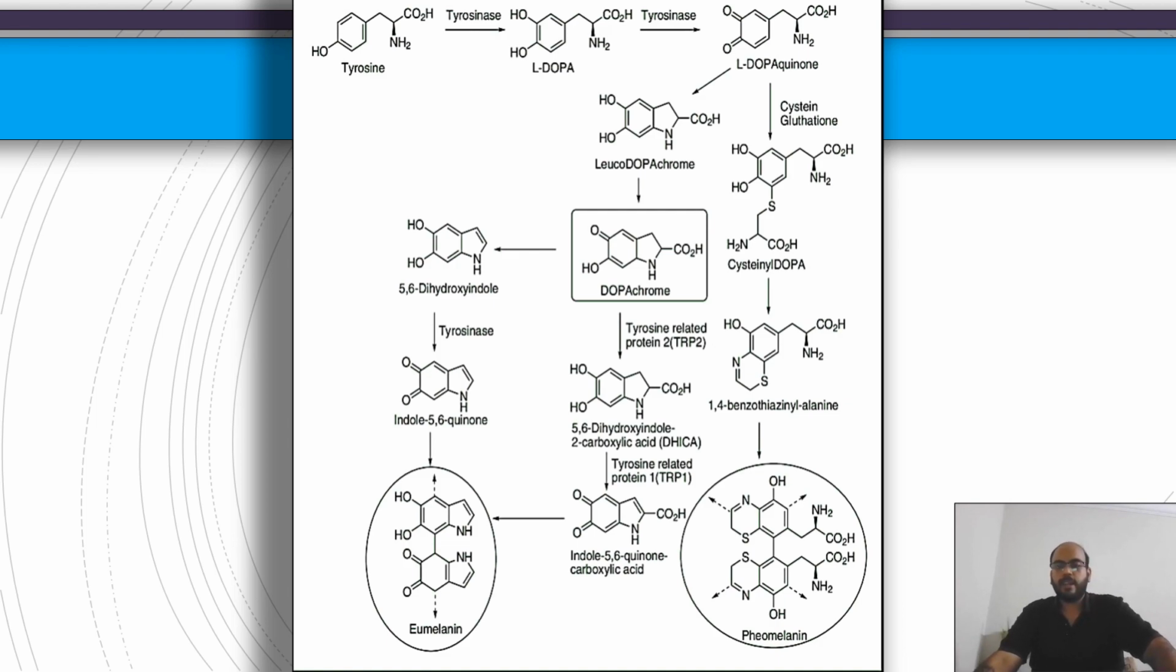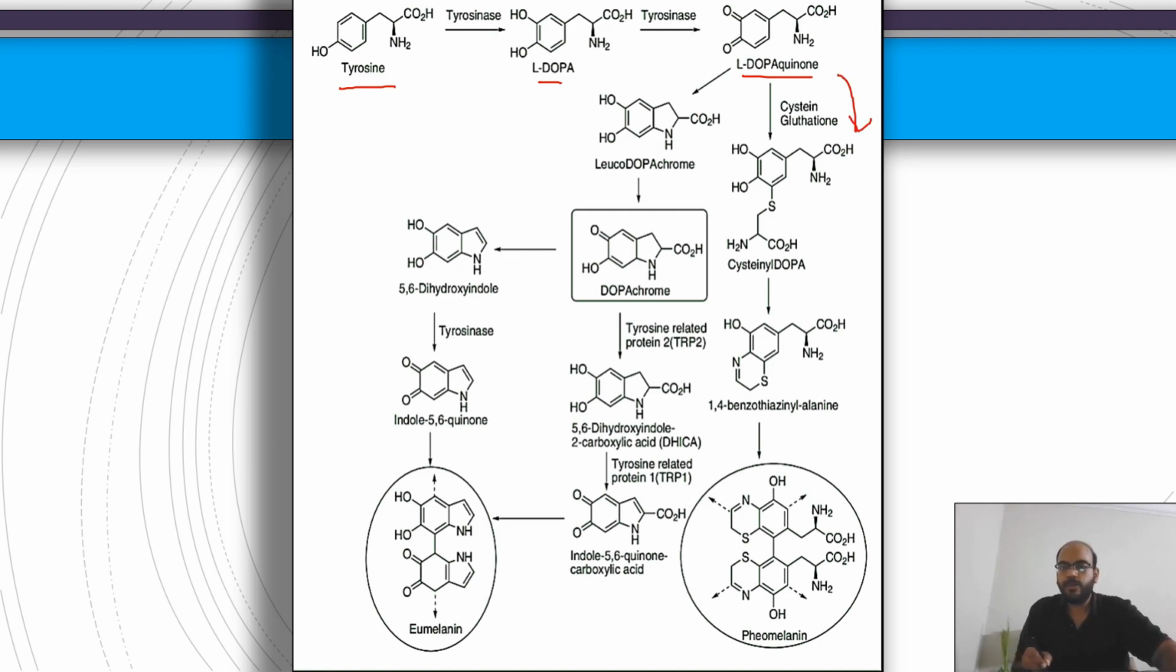Okay, so let's start the process of melanin formation. Just take about 30 seconds and look at the whole process. Don't remember anything. Just look at the process and try to internalize what actually is happening. So we have started with tyrosine and gradually will form all the intermediates.